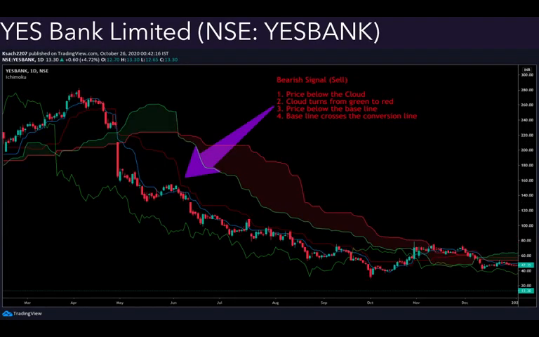Next is Yes Bank Limited. Well, it has always been my favorite to short. I would have again shorted this at this level, because the color of the cloud has turned red from green here. The stock price is trading below the baseline. The conversion line has crossed the baseline from above, and the lagging span is again trading below the stock price. So if one would have shorted the stock here at a price of around 150, he could have easily achieved a target up to here, which is 60. That's almost around 100 points, right?